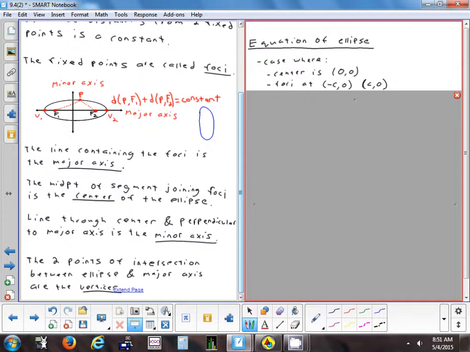The foci are going to be at negative C, 0, or C units to the left, and then C, 0, or C units to the right. So they're going to be spaced symmetrically around the center. The major axis is going to be horizontal. The vertices are always a little bit further out than the foci. The foci are inside the ellipse. The vertices are right on the perimeter of the ellipse. And those are spaced symmetrically, A units to the left of the origin and A units to the right.